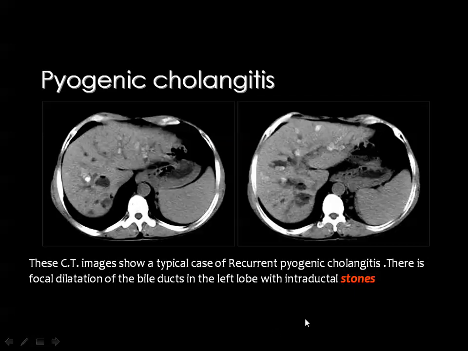This is a case of pyogenic cholangitis, and you see dilated intrahepatic biliary radicals with calculi inside the dilated bile ducts, and you may even see some small pyogenic abscesses in the liver containing air fluid level.